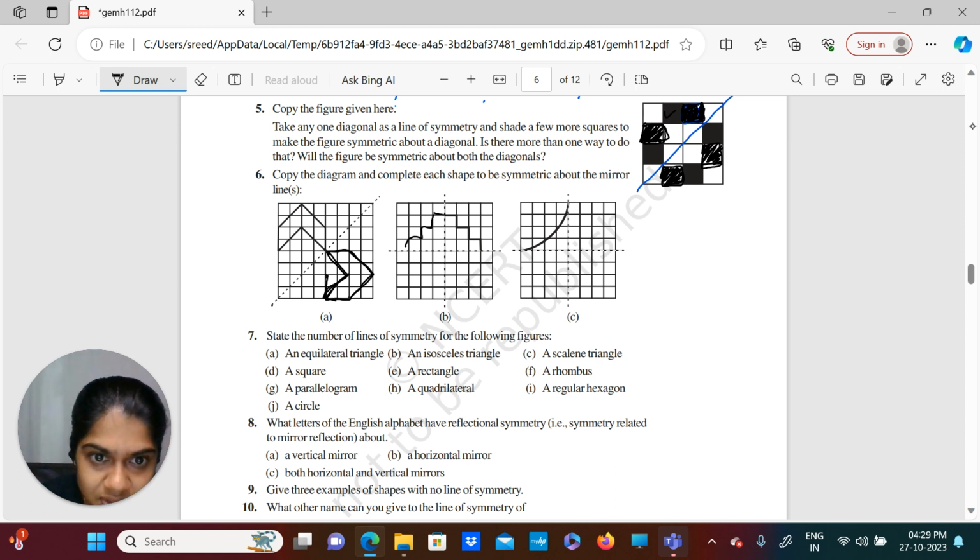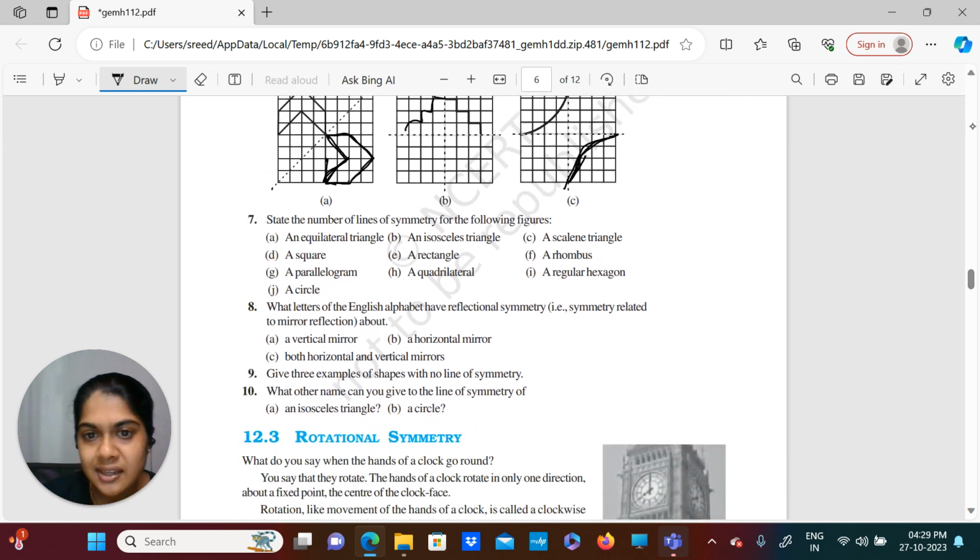And here, this one, you have to make it symmetrical, right? So from here, you can draw a curve like this. Please draw it very neatly. Okay, like this you can draw.